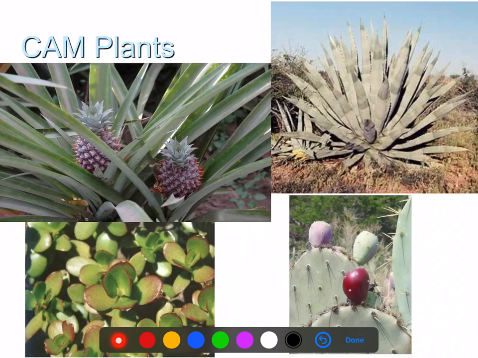I want you to know these C4 plant examples for your second exam. Here are examples of CAM plants, the succulents. They include things like agaves, right? They include the cacti. This is opuntias.